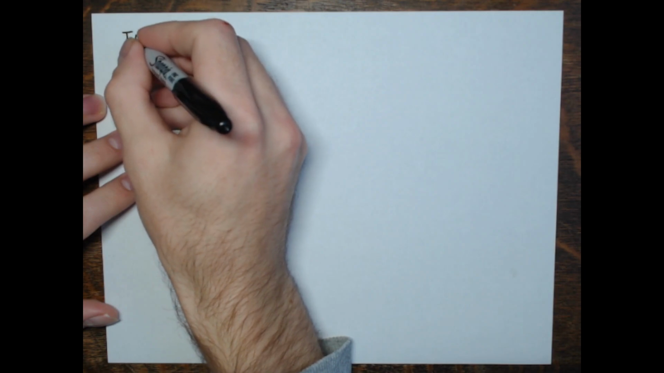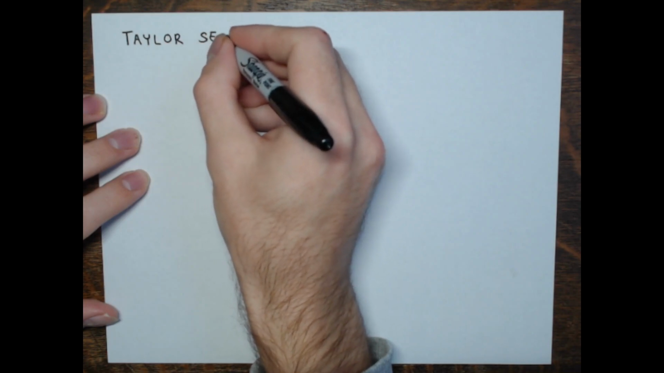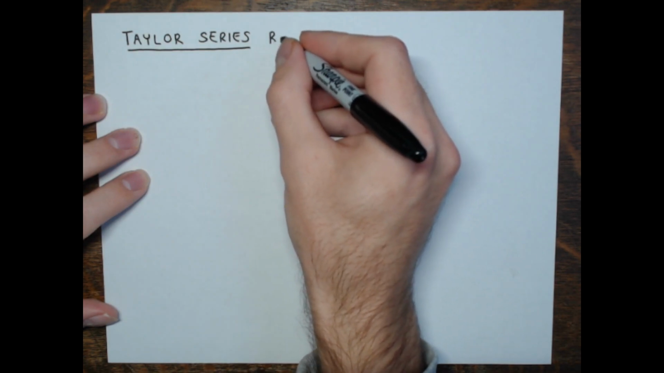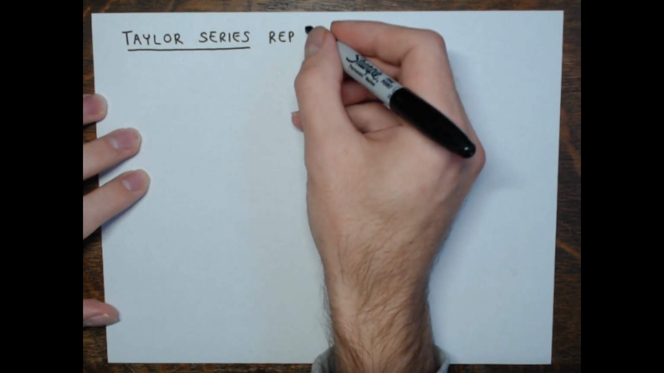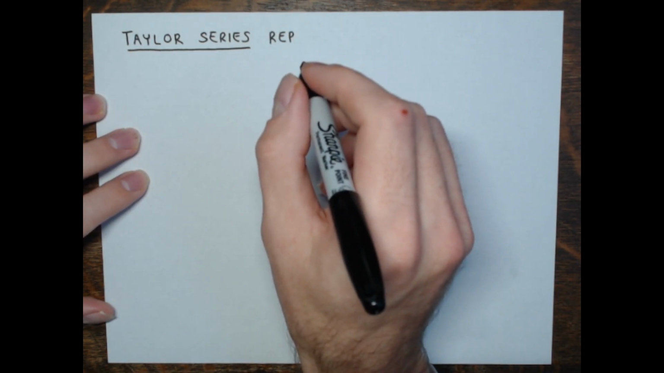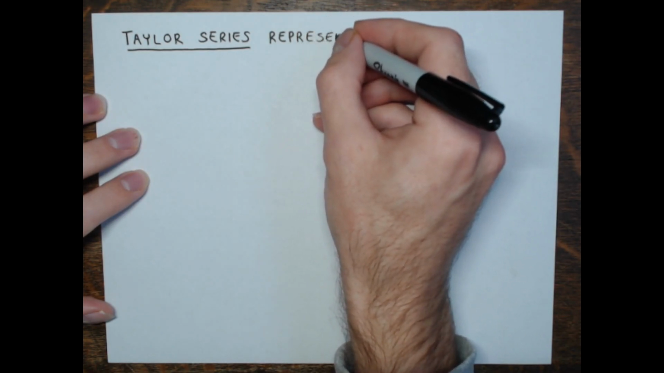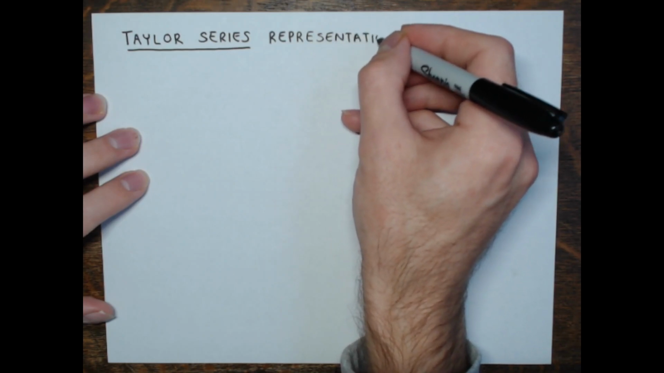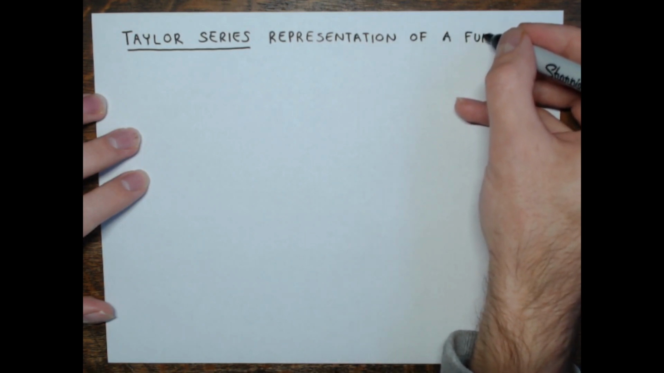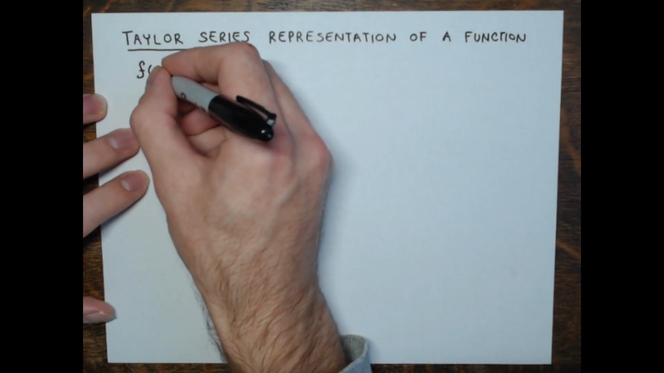So first, the Taylor series representation of a function, right? Some power series that should converge for certain values of the input to a given function. Right, so Taylor series representation of a function, say, f of x.